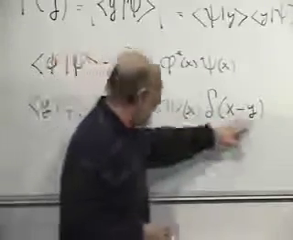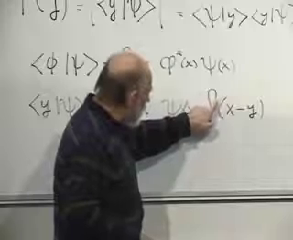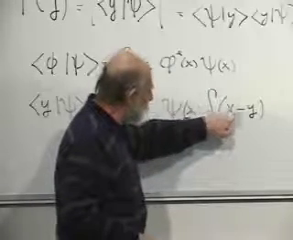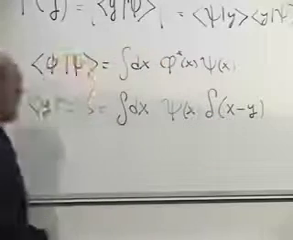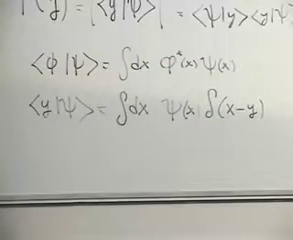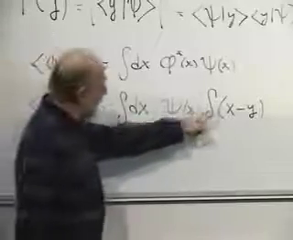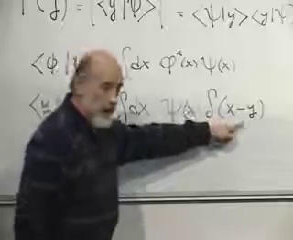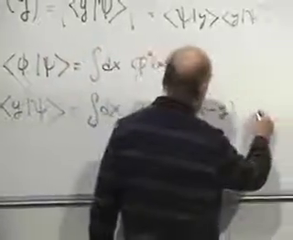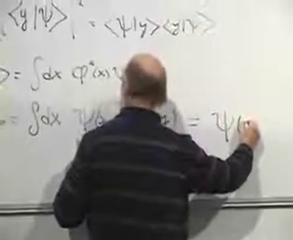Remember, think of y as a parameter and x as a variable. And this is the wave function of a particle known to be at y. 0 unless x is equal to y. Okay, we know the rule for calculating this integral. The rule for calculating this integral is just to substitute for x the value y. That's the definition of the delta function. That's just equal to psi of y.